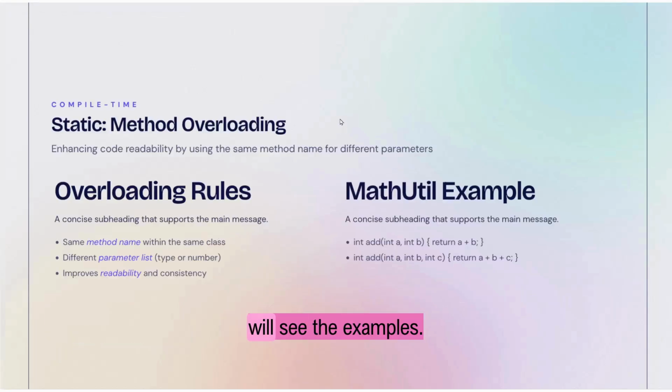Now we will see the examples. Compile time, static method overloading: enhancing the code readability by using the same method name for different parameters. Overloading rules and math util example.